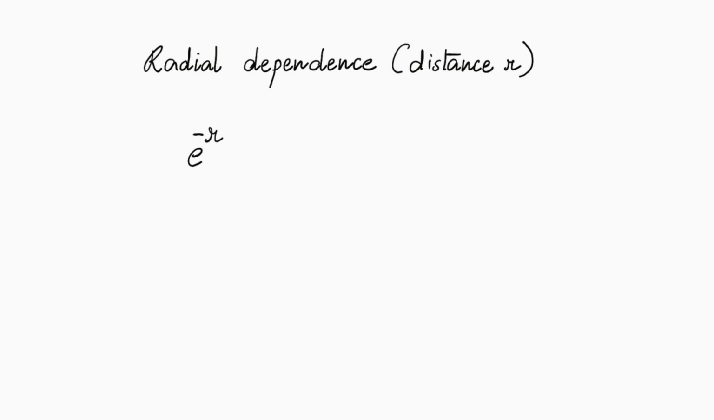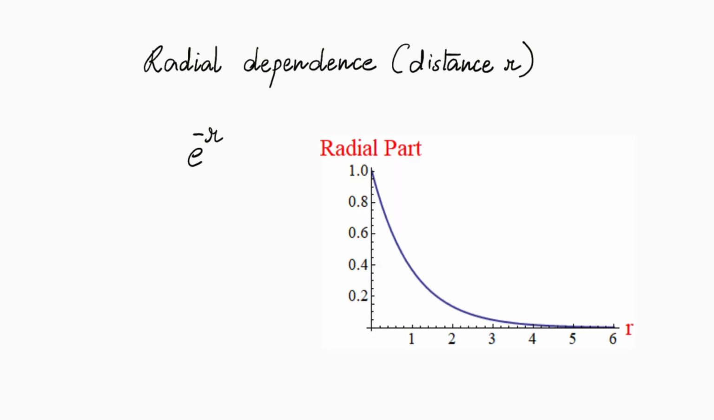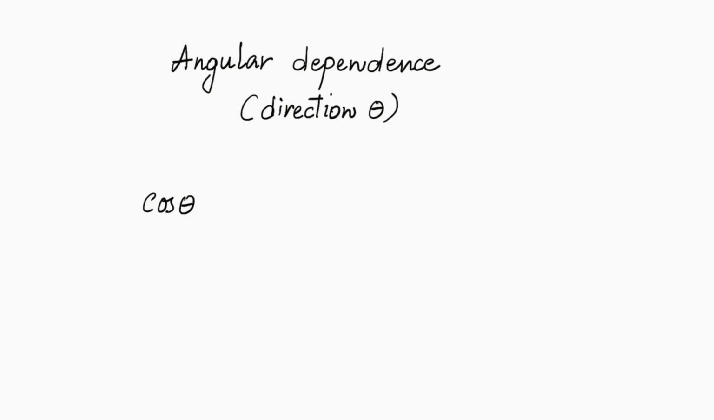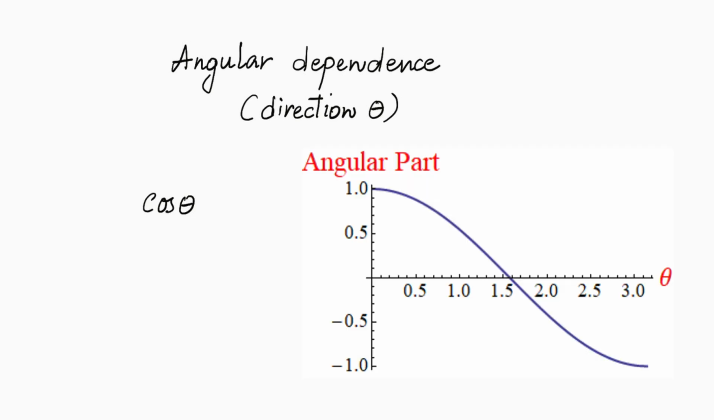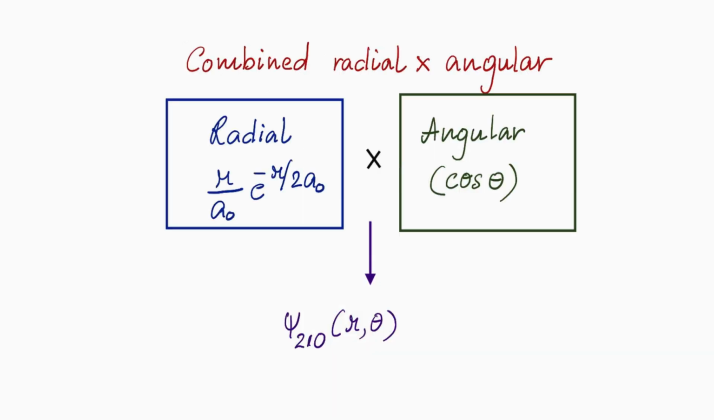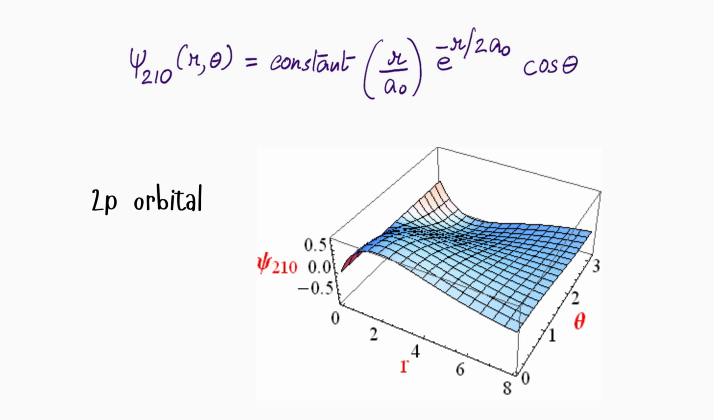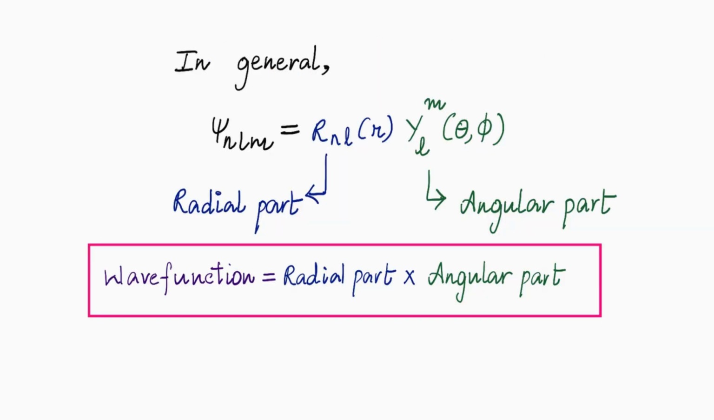Until now, the wave functions depended only on the distance from the nucleus. But some wave functions also depend on direction. Combining these gives another allowed wave function, the 2p orbital. In general, every hydrogen wave function consists of a radial part and an angular part.